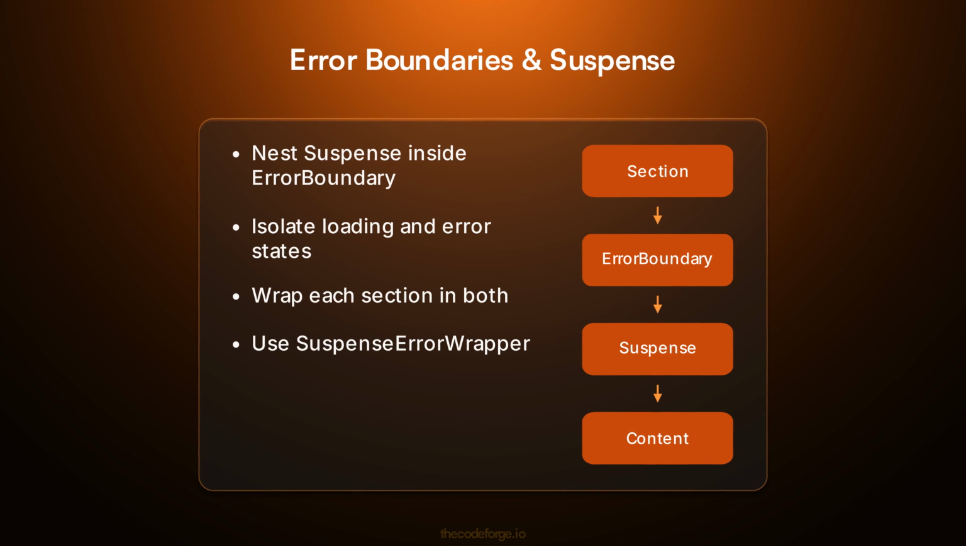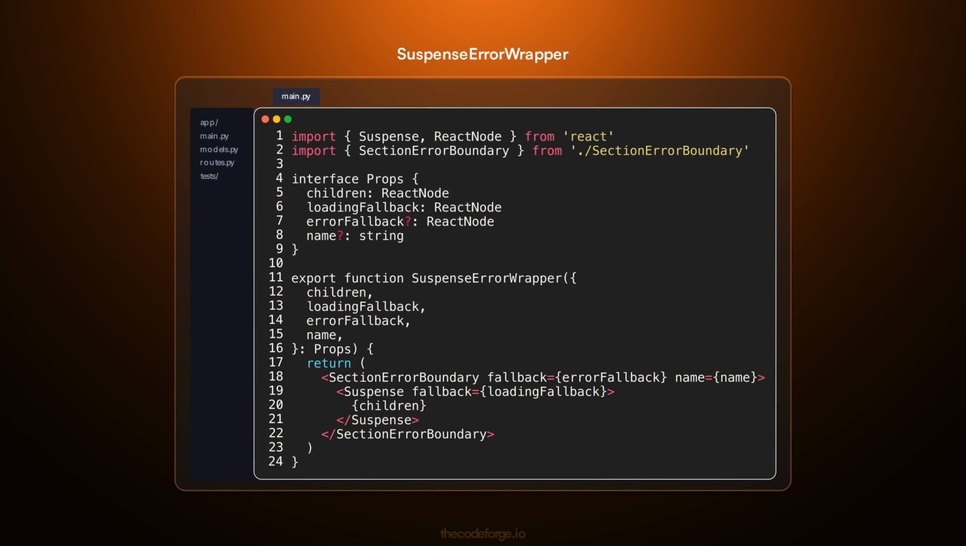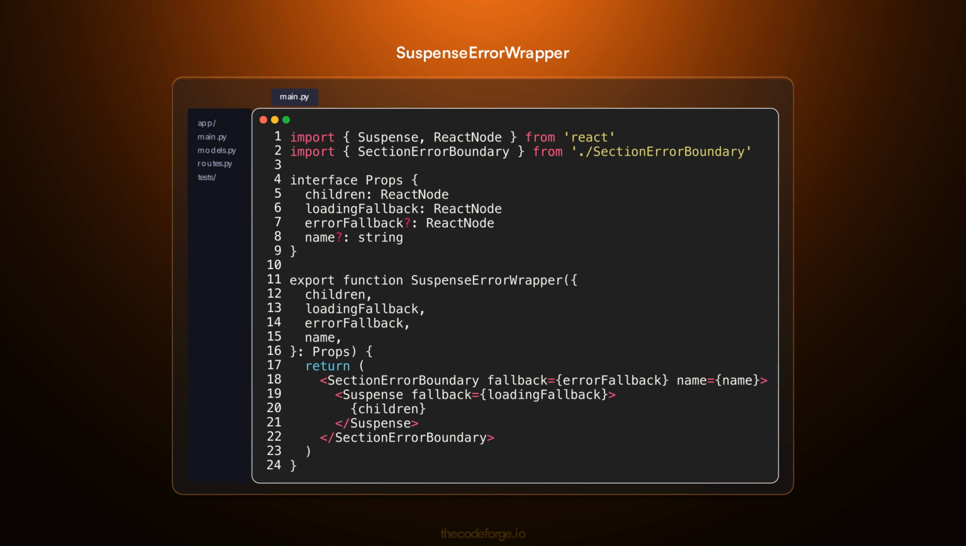Error boundaries and suspense boundaries can nest inside each other. Best practice: wrap each suspense boundary in its own error boundary. This pattern isolates both loading states and error states per section. Here's a reusable suspense error wrapper that combines an error boundary and suspense. Suspense handles loading. Error boundary handles failures. Wrap each independent section in both for full isolation.